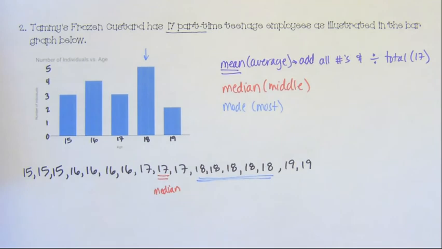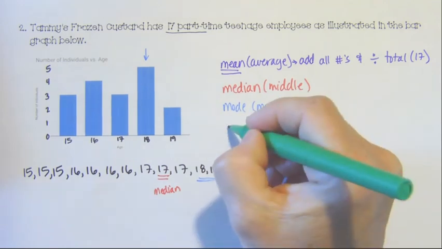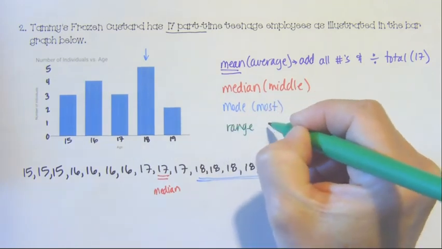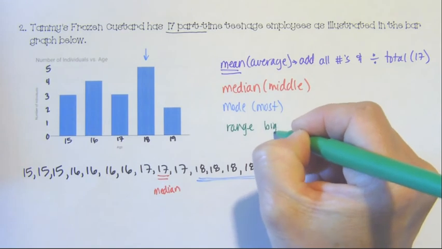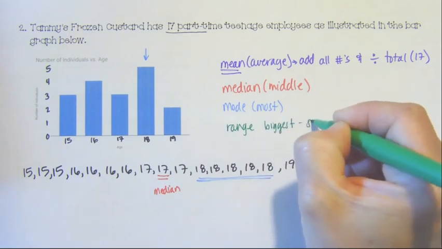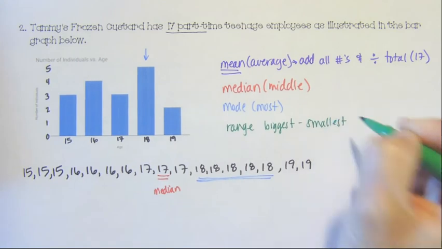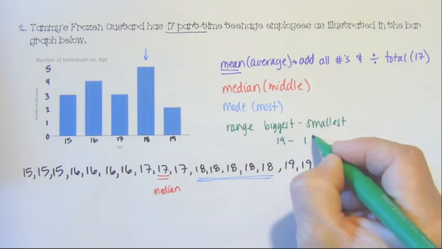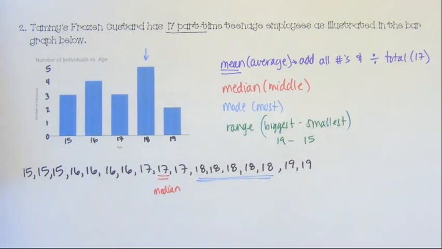And then again, the range is where you do the biggest minus the smallest. So the range is biggest minus smallest. So 19 minus 15. So that's how you do those. Hopefully that helps a little bit. All right, let's go on to number 3.